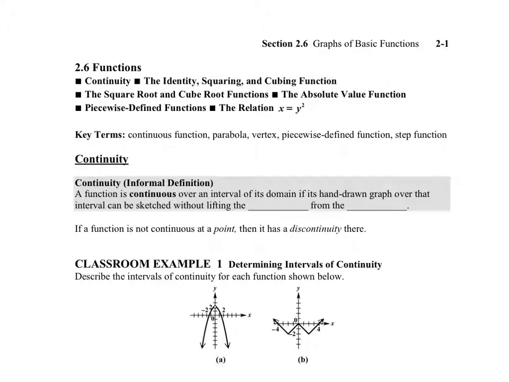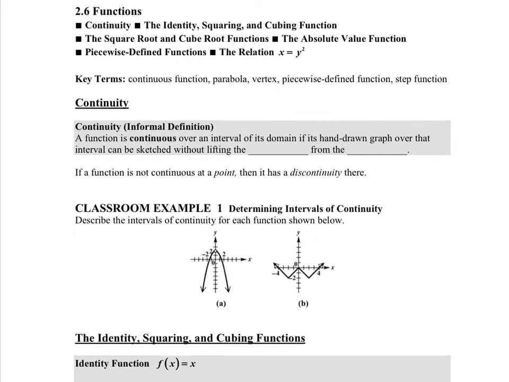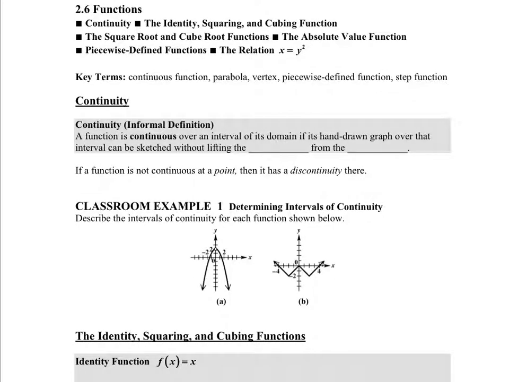And the simplest way to understand that is that a function is continuous over an interval of its domain if its hand-drawn graph over that interval can be sketched without lifting the pencil from the paper. As long as it is possible to draw the entire thing without any holes, any stops or starts, no gaps, you have a function that is continuous.